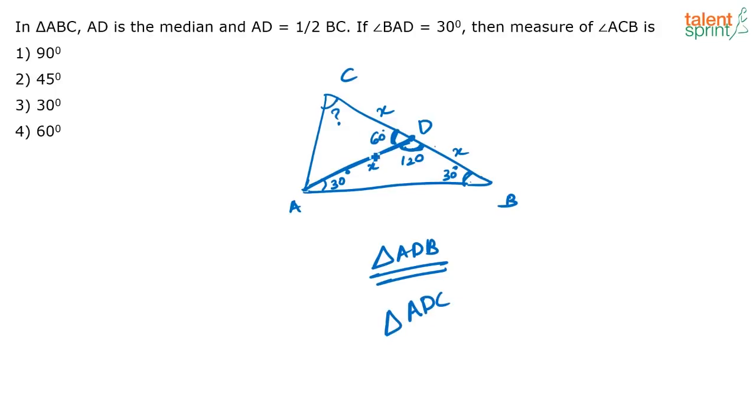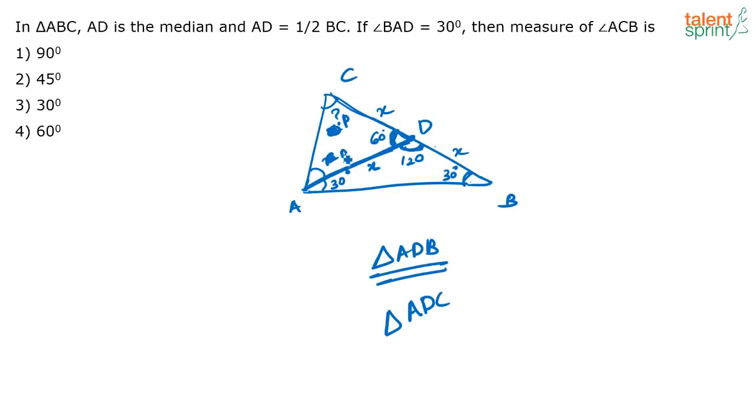ADC. If you consider this triangle ADC, again it's an isosceles triangle, right? These two sides are same. So if this is 60, these two sides should be the same. If this angle is X and this is also X, right? Let's not take X. If this angle is P, this is also P. I didn't take X because we already put X here. So I don't want to confuse.